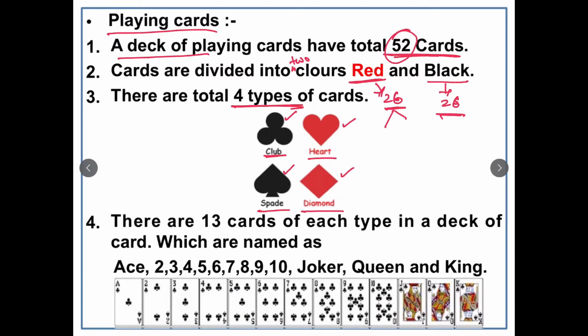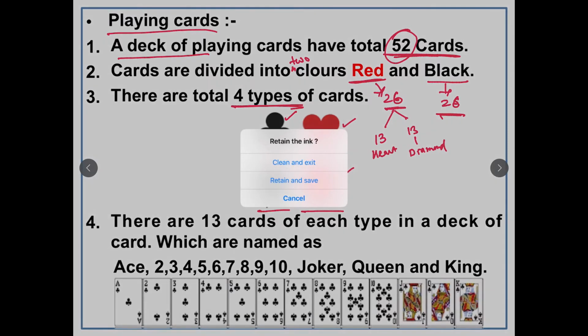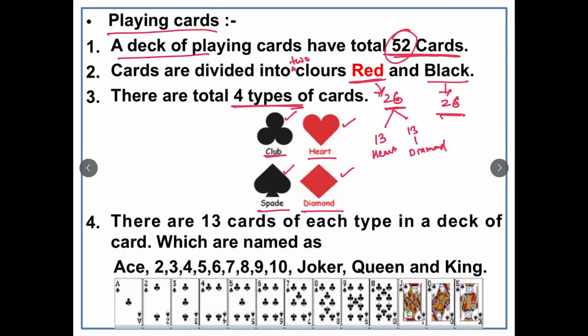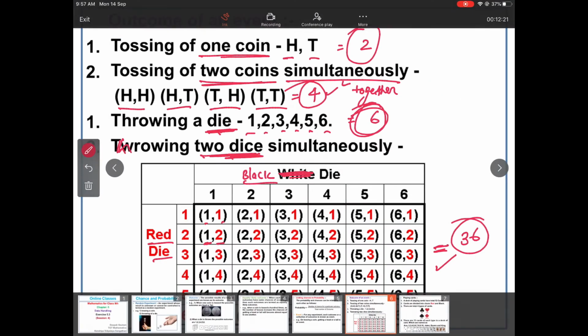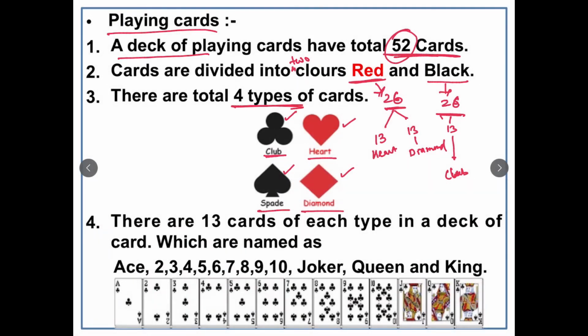Out of this, there will be 13 cards of heart, which are red, and the other 13 will be diamond, also red. And in the black cards, 13 cards are of club, and the remaining 13 will be of spade. Okay, so these are the basic information about the cards.